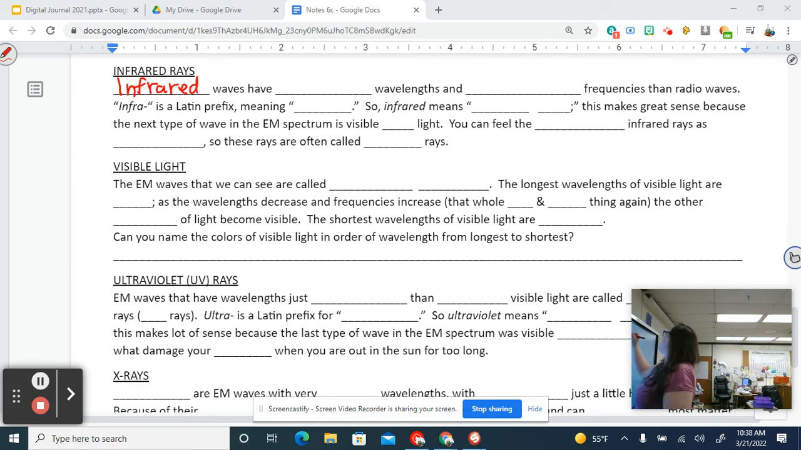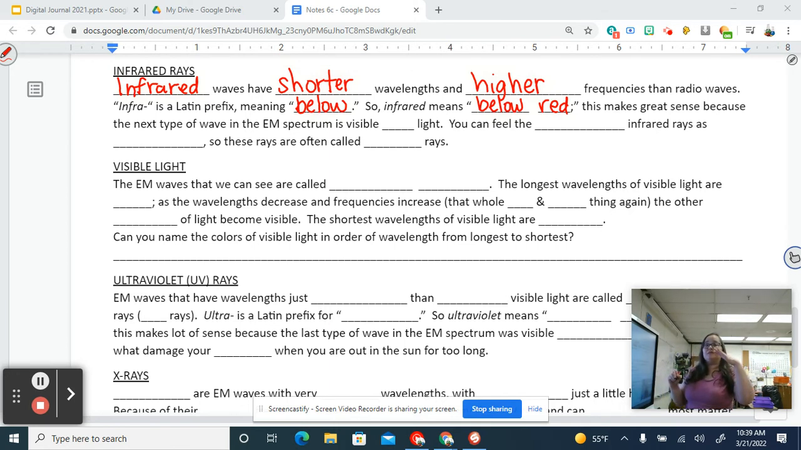Infrared waves have shorter wavelengths and higher frequencies than radio waves. Infra is a Latin prefix, which you should know already, meaning below. So infrared means below red, and that makes sense because the next type of wave in the EM spectrum is red visible light. You can also often feel the energy of infrared rays as heat.